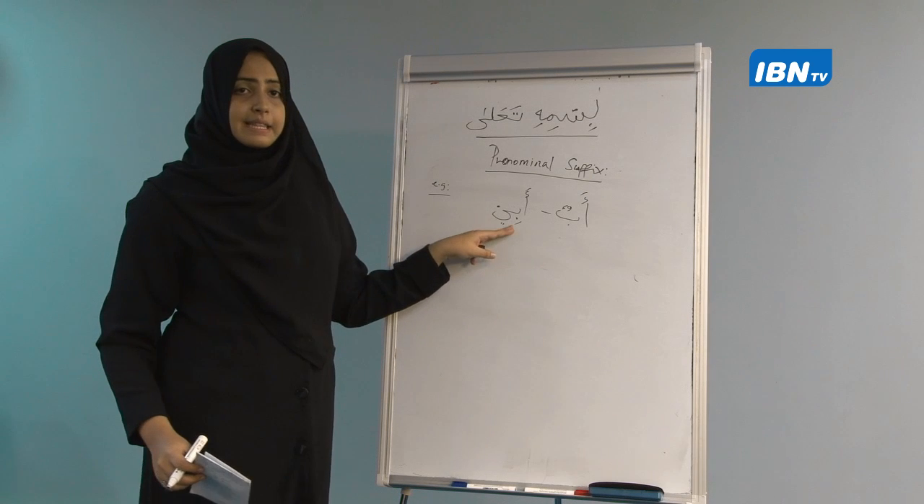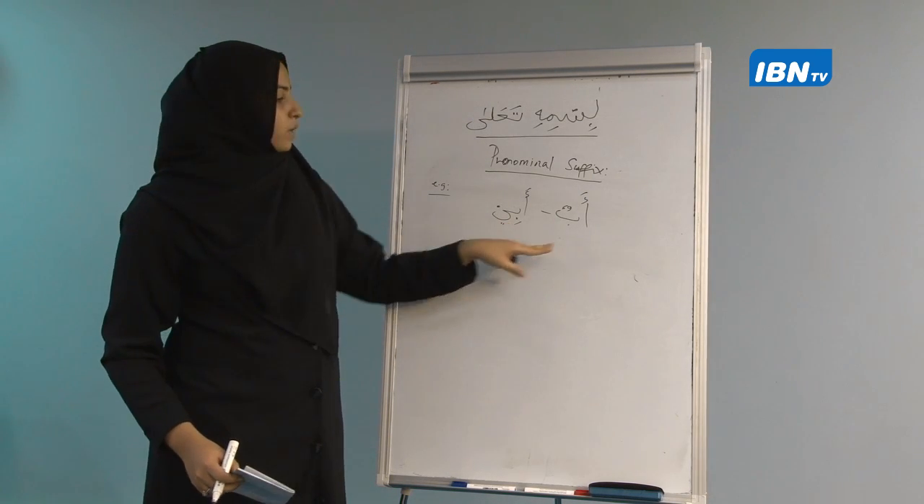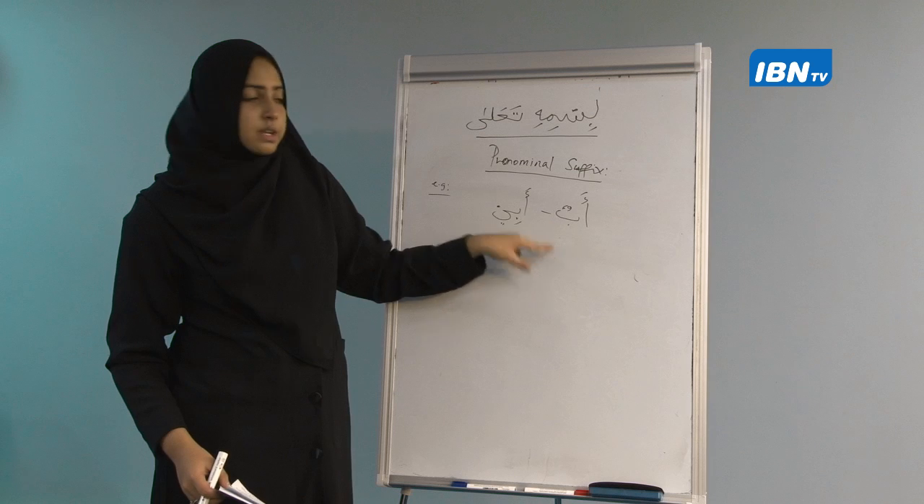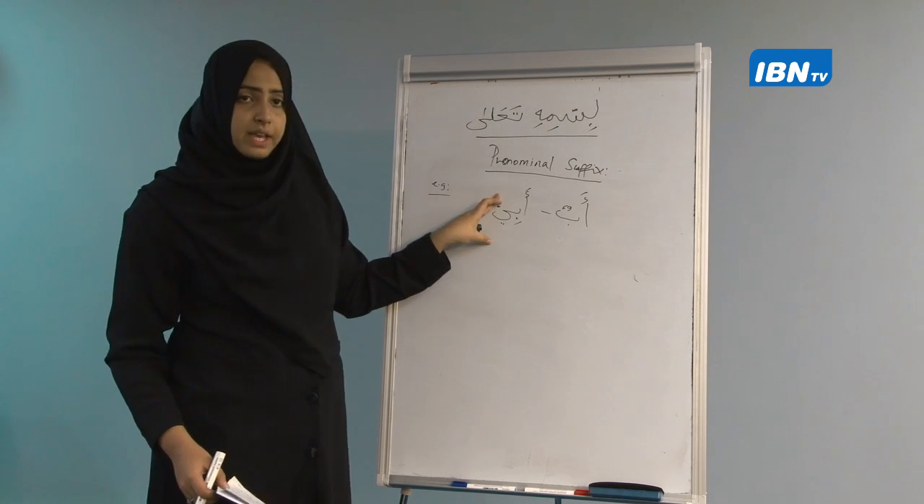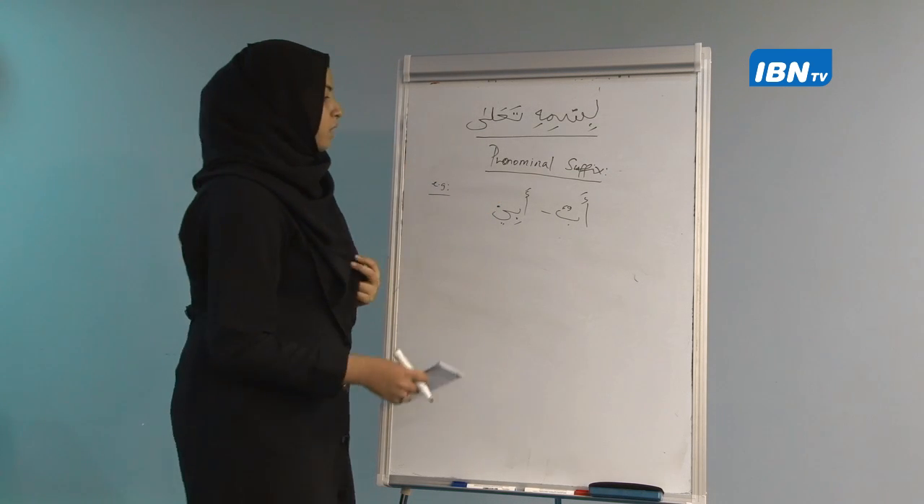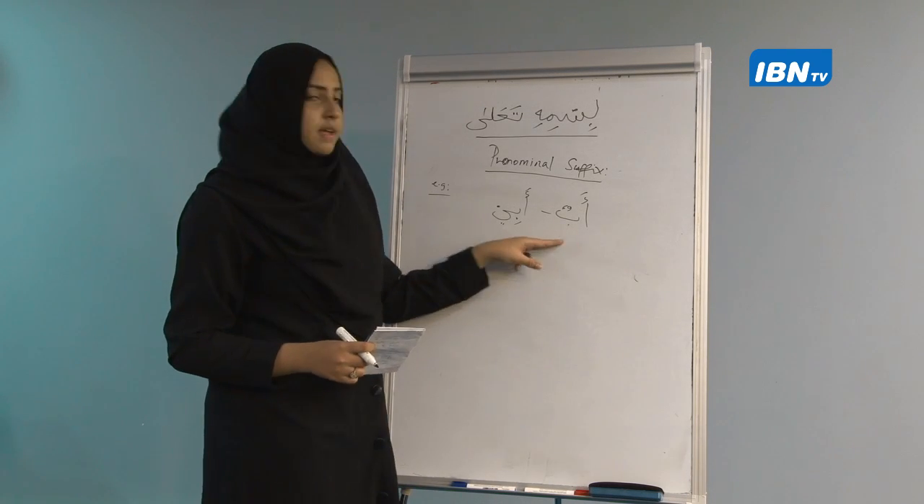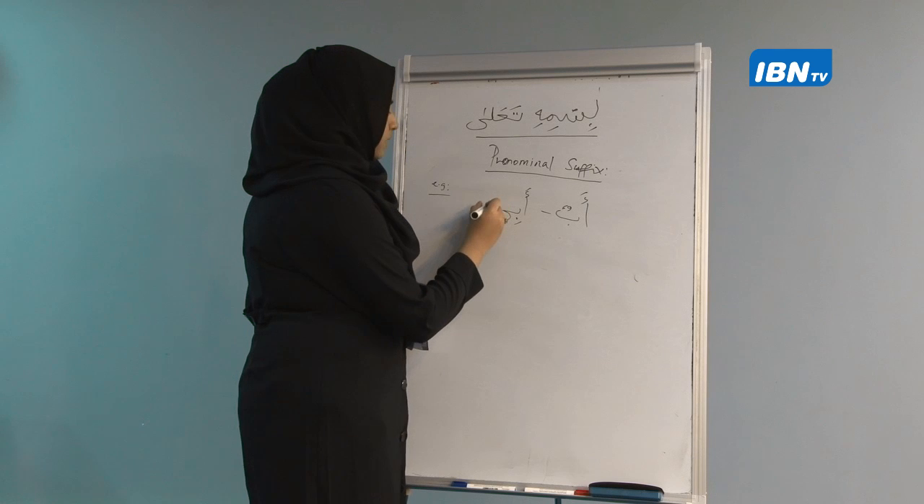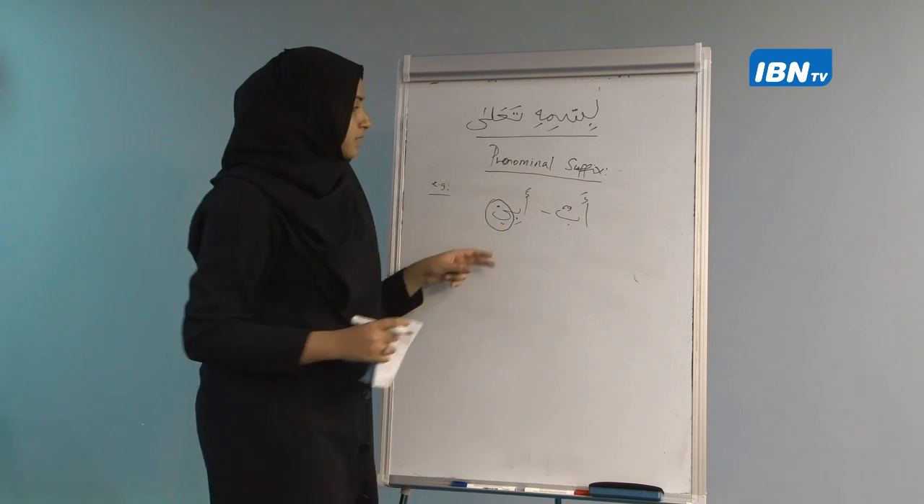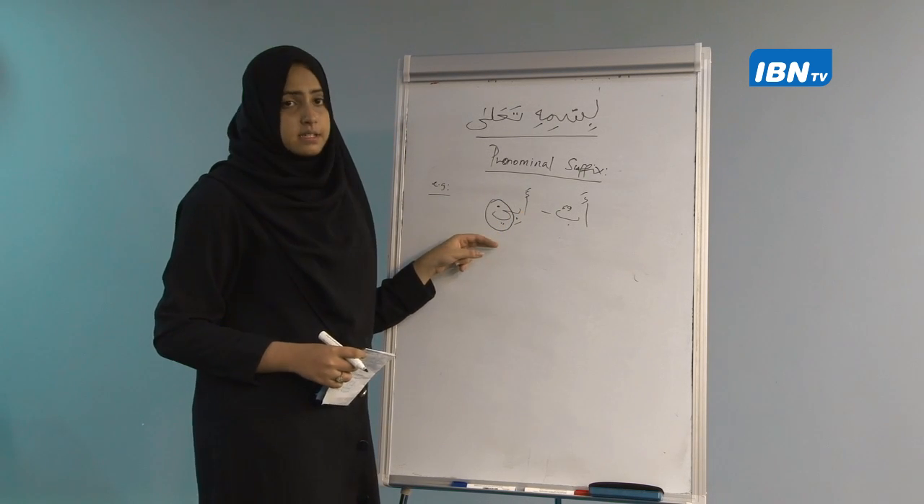So you notice that there is a suffix at the end of the noun. This is a type of possession. When you add a suffix that is a type of pronoun to the noun, it becomes a type of possession. So abun becomes abi. This is the pronominal suffix at the end.